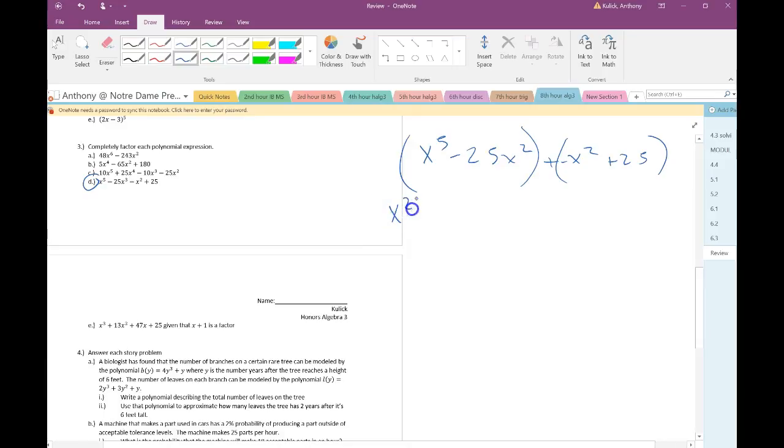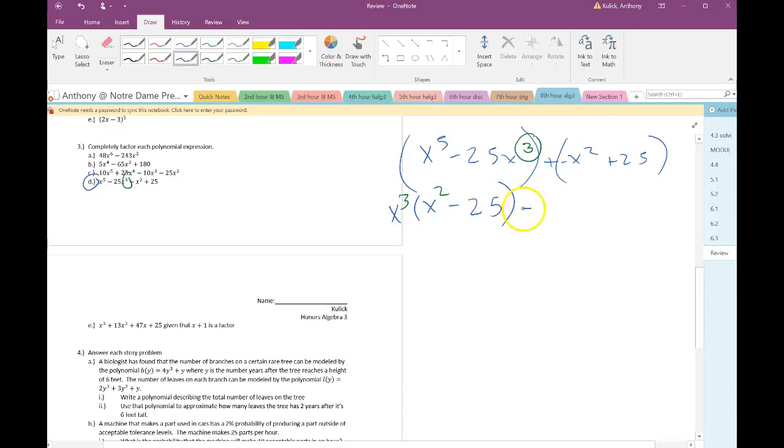From the first group, I can take out an x squared. That leaves me with x cubed minus 25. And then from the second group, x cubed minus 25. Oh dear. Look at what I wrote here. So I can take out an x cubed, that's x cubed times x squared minus 25. That makes much more sense.